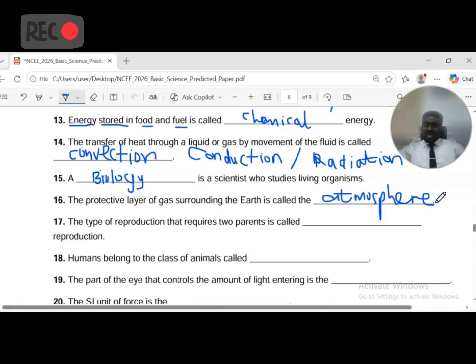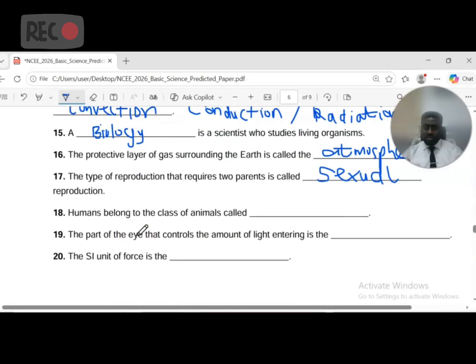All right. The type of reproduction that requires two parents is called dash reproduction. It's called sexual reproduction. While on the other hand, we have asexual reproduction. That has to do with the propagation of living organisms without involving the mating of two organisms of different species. And we have different types of asexual reproduction like layering, grafting, budding, and so on, as you can remember.